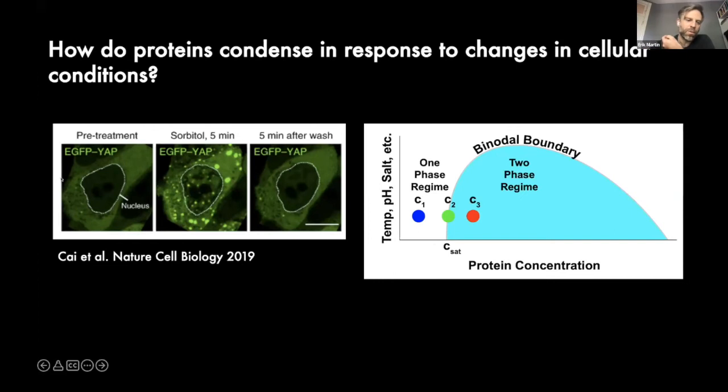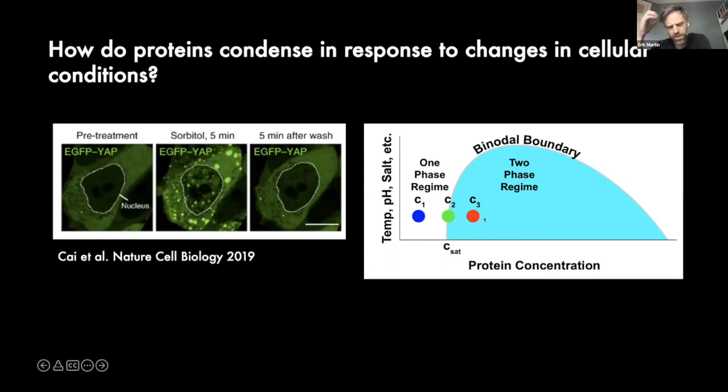And what I am showing here is a protein, YAP1, that exemplifies this quite well. It responds to osmotic stress by rapidly forming punctate structures. When you remove the osmotic stress, the punctate structures disappear. And schematically, with respect to a phase diagram, we can see what's going on here. You're moving across this phase boundary.